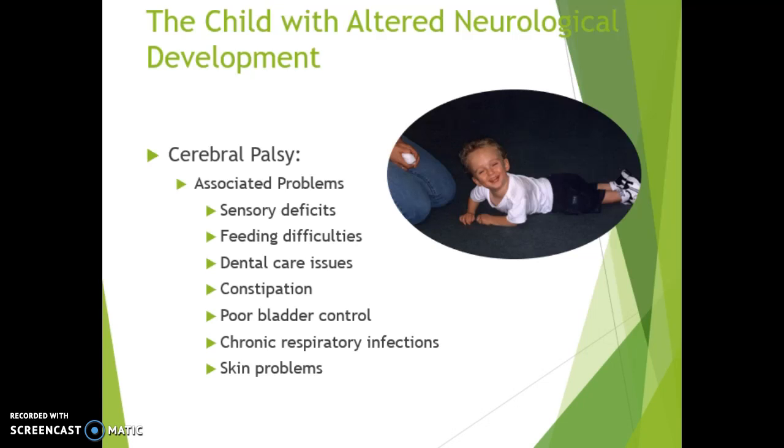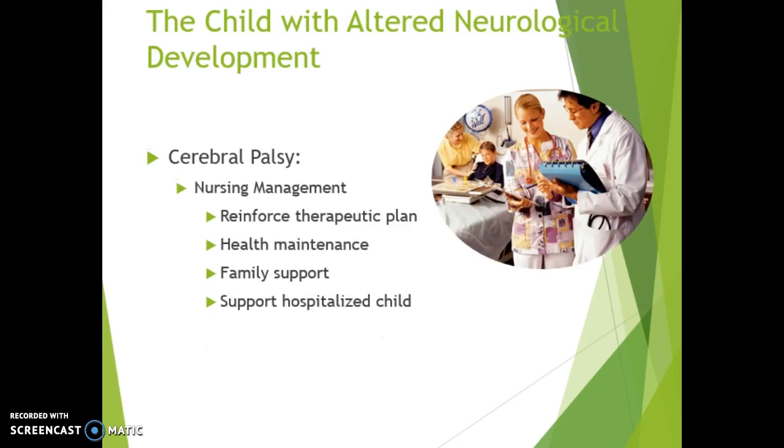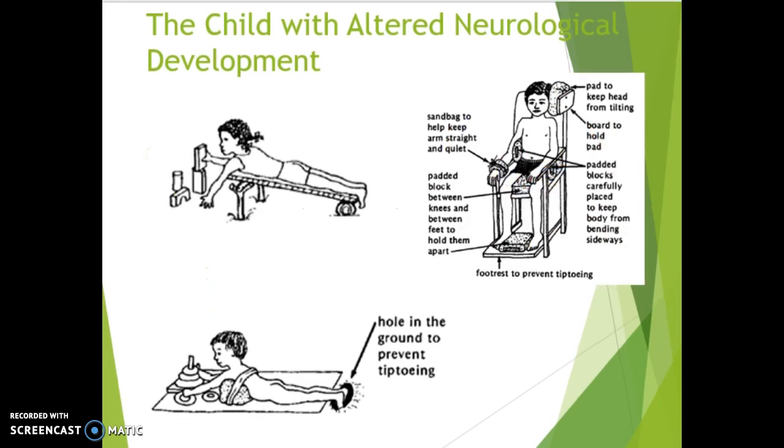Because of the inappropriate musculature, they don't always breathe well, so they're at risk for chronic respiratory infections. And then again, if they're not mobile, if their legs are crossed in the same position all the time, they're at risk for a lot of skin problems. So you've got to be really careful to make sure that you're caring for these kids appropriately.